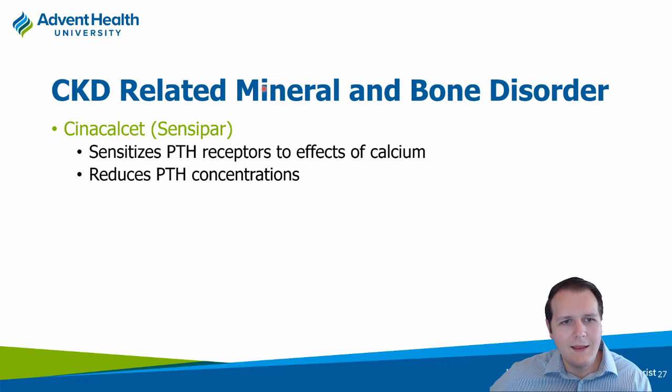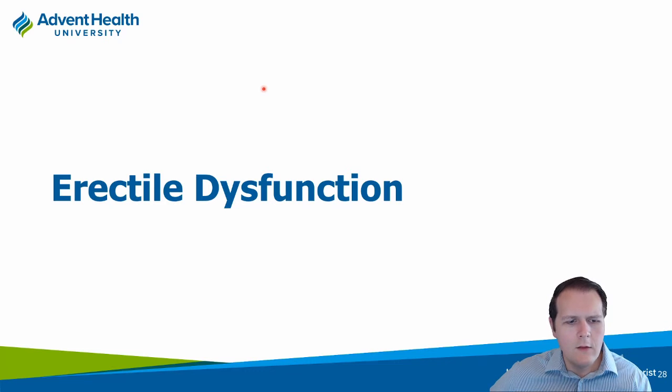There's another one called cinacalcet or Sensipar. This actually helps to sensitize the PTH receptors to the effects of calcium. So basically the calcium that's there works better because the parathyroid is kind of sensing it more. So this will help to decrease PTH concentrations through that negative feedback loop you see there. So those are the main ways we're going to help to manage complications of chronic kidney disease for those patients.